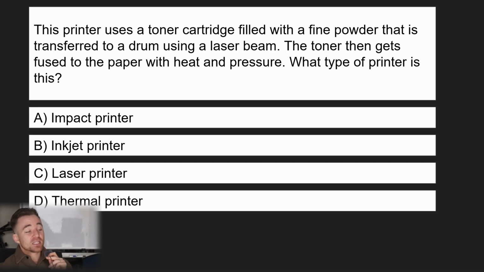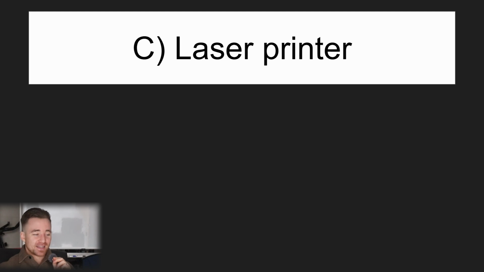Next question reads, this printer uses a toner cartridge filled with a fine powder that is transferred to a drum using a laser beam. The toner then gets fused to the paper with heat and pressure. What type of printer is this? A, impact printer, B, inkjet printer, C, laser printer, or D, thermal printer? Pause the video if you need to, as usual. Your answer in 3, 2, 1. C, laser printer was our answer for that question.